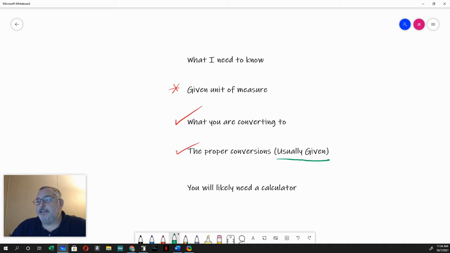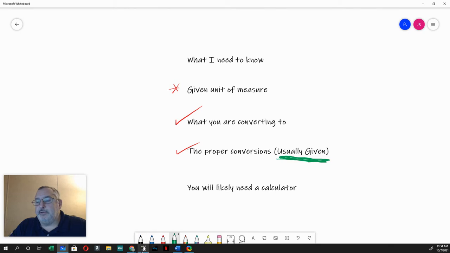Now, this is a sort of buyer beware kind of thing. This is usually a given thing. Things that they don't expect you to memorize, they'll give you. For example, they'll tell you that 1 mile is 5,280 feet. But things that they won't tell you are that there are 7 days in a week, and 60 minutes in an hour. Those are definitely things you're not going to be given.